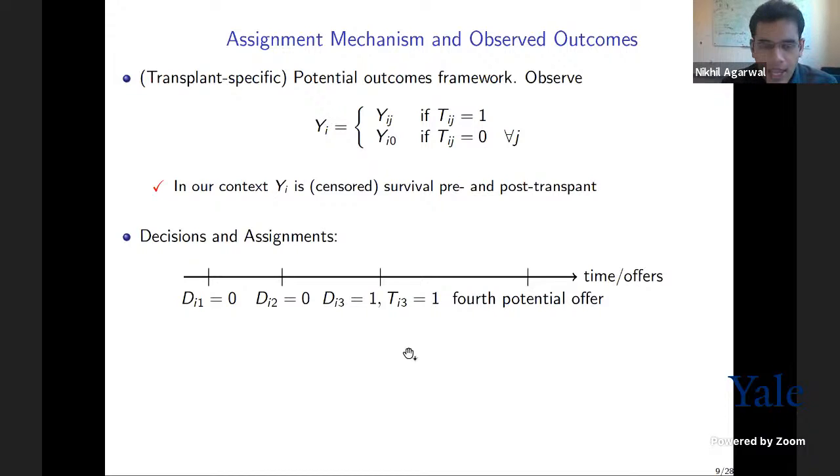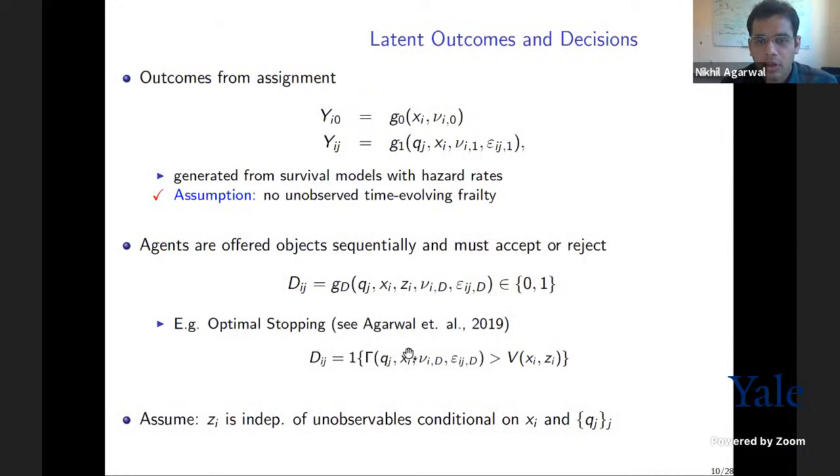So our goal is to infer the distributions of yij and yi0 by observing only yi. And so we're going to assume that there are some latent outcomes that we may or may not observe. And these outcomes are as follows. yi0, which is your survival outcome without a transplant, is a function g0 of some observable characteristic of the patient, xi, and a patient frailty, nu y0.